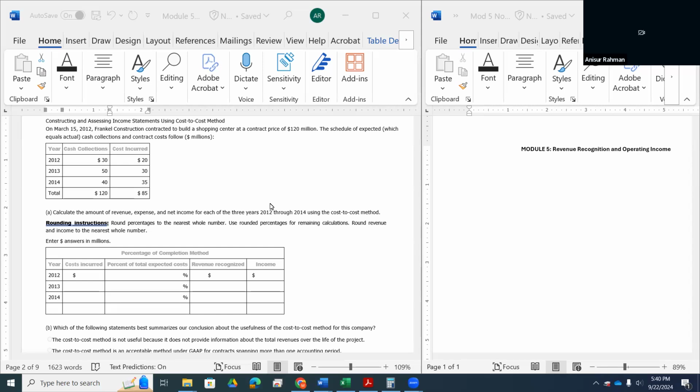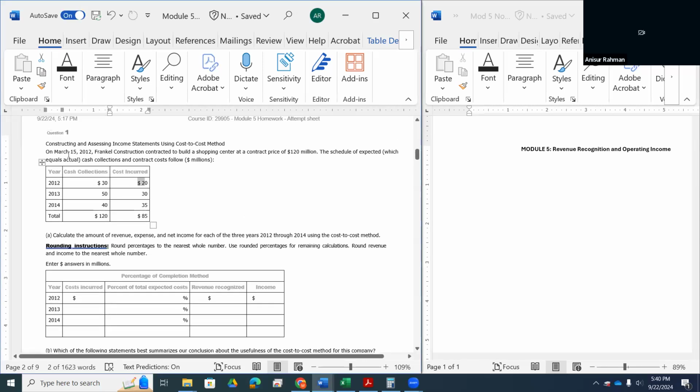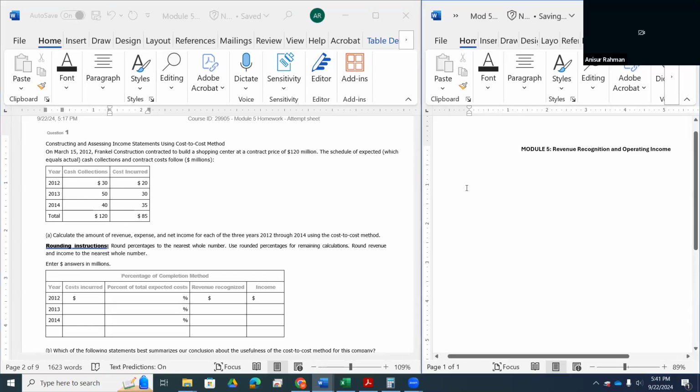The first problem we want to look at is constructing and assessing income statements using the cost-to-cost method. So we have 3 years of cash collections data and the total, and cost incurred data and the total. We have to calculate the amount of revenue, expense, and net income for each of the 3 years using the cost-to-cost method. So what is the cost-to-cost method?